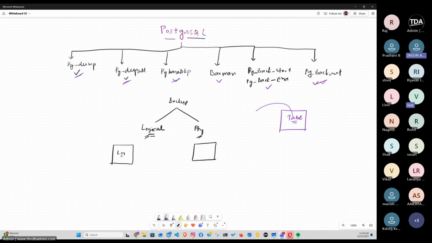Which is pg_dump and pg_dumpall? Sorry, these are all logical backups, right? So pg_dump and pg_dumpall are the logical backups. pg_dumpall is for cluster level, right? Cluster level, correct. We'll go to that. Okay.